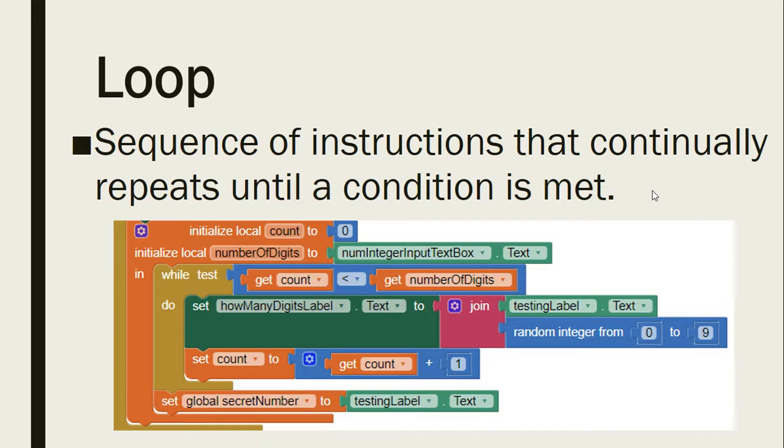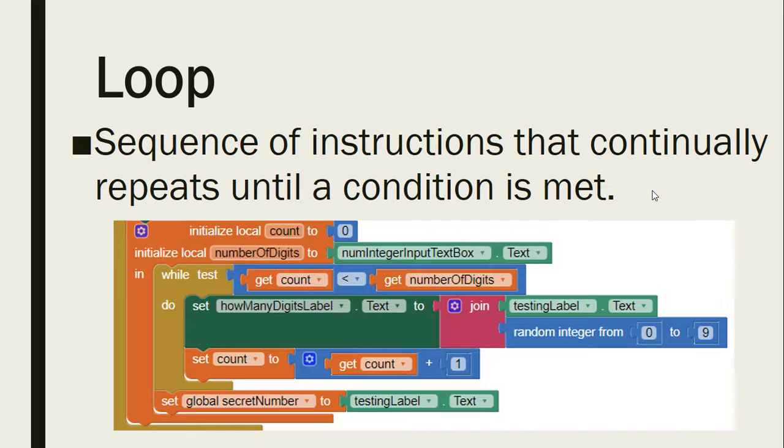All right, so whatever number you're putting in the num integer input text box, that's a mouthful, isn't it, is basically stored as that local variable. So let's say a user enters the number 3. So the number of digits is now 3. Okay, so now we get into this while loop.